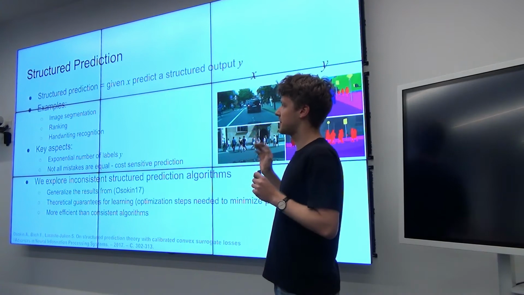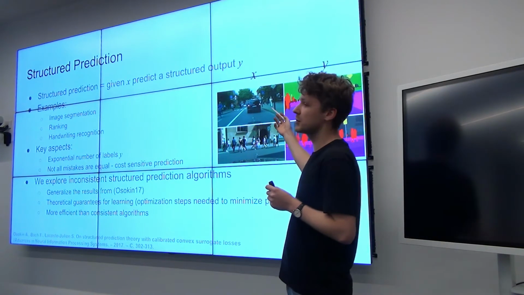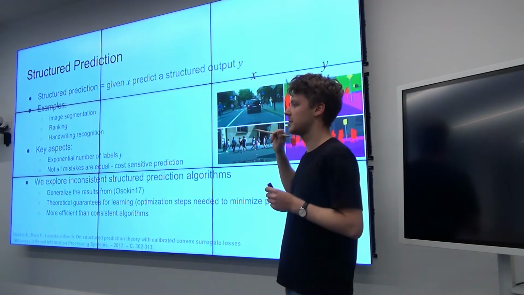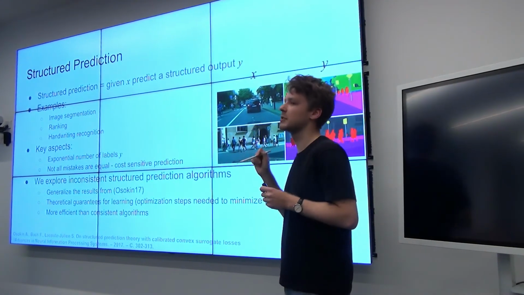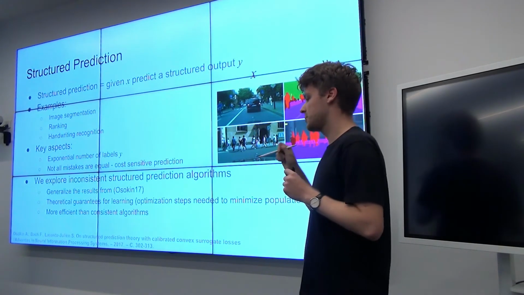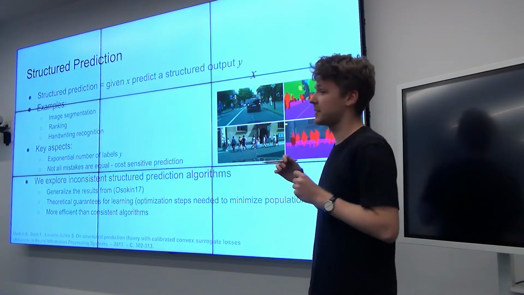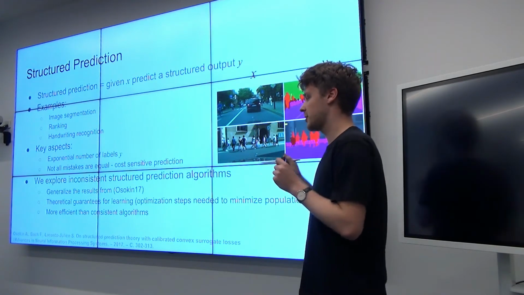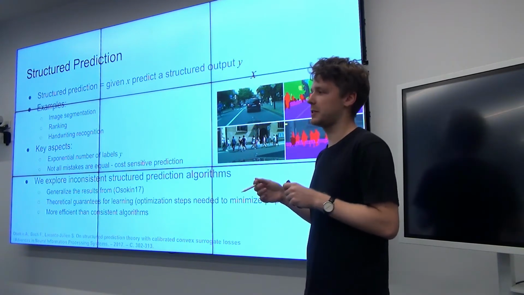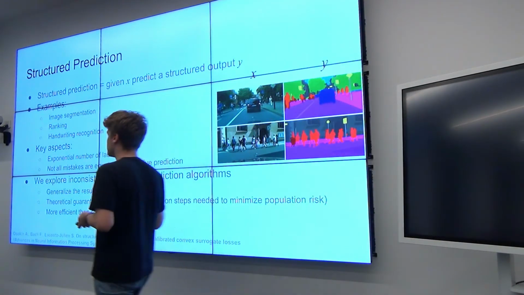The classical examples of such problems are, for example, image segmentation, where we get an image as an input, and then we want to predict a mask for each pixel, and the mask indicates to which class this particular pixel belongs. So the output is exponential in the size of the image, because for each pixel we have to provide one integer value, and at the same time the output has structure. The structure is the following: adjacent pixels for a given image are likely to belong to the same class, like here.